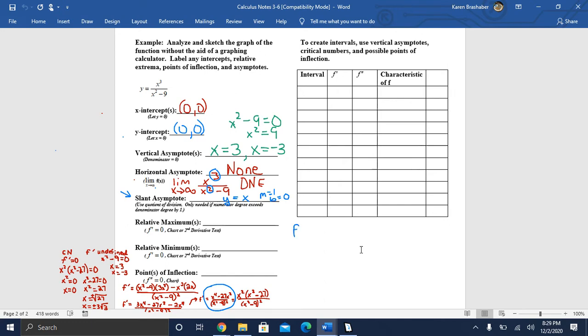So f double prime will also be a quotient rule. And notice how you've got to be really careful with the first derivative because your second derivative depends on it. So it's ho d high, x squared minus 9 squared. And then the derivative of what we have in the numerator, 4x to the third minus 54x. So ho d high minus high d ho.